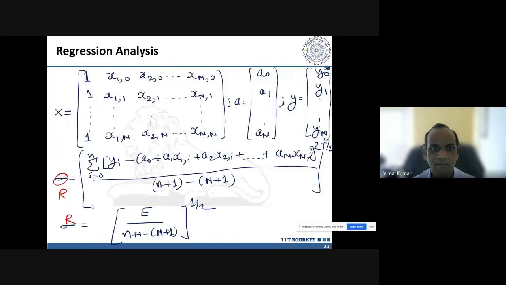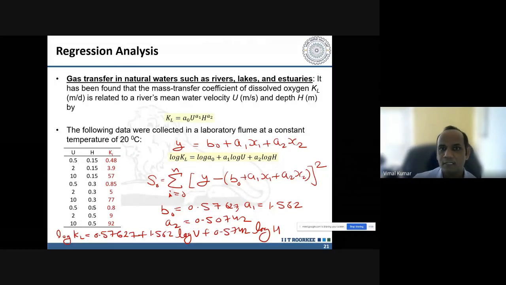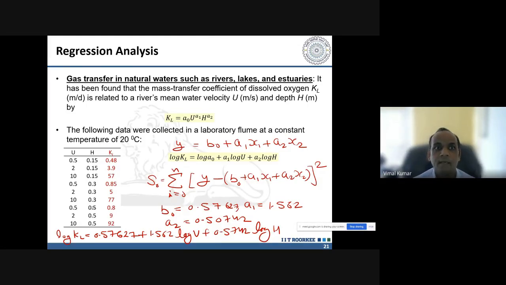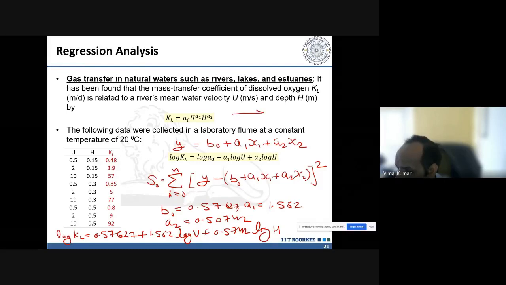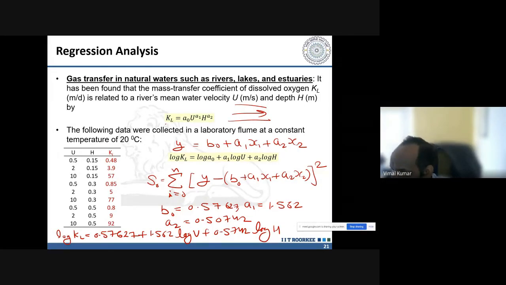Let me show you an example. This is a typical example: gas transfer in natural water such as rivers, lakes, and estuaries, gas transfer from the atmosphere. It has been found that the mass transfer coefficient of dissolved oxygen, Kl, in meters per day, is related to a river's mean water velocity, since the river is flowing in some particular direction, and the depth of the river h. This is given by this equation.